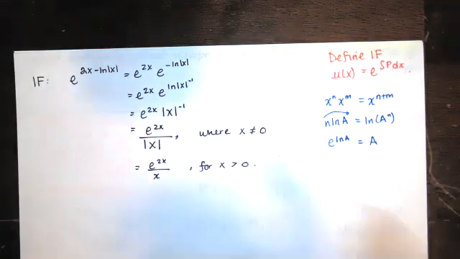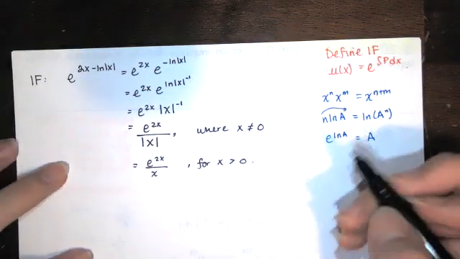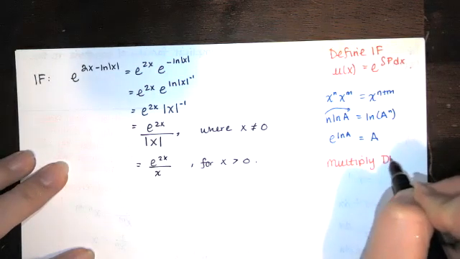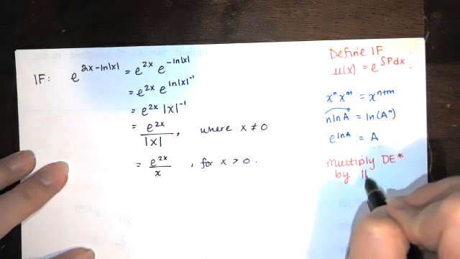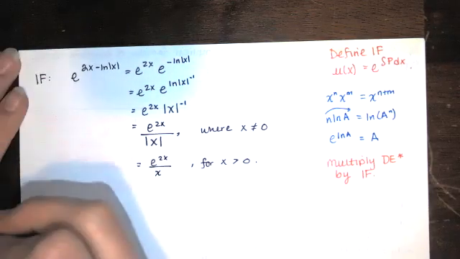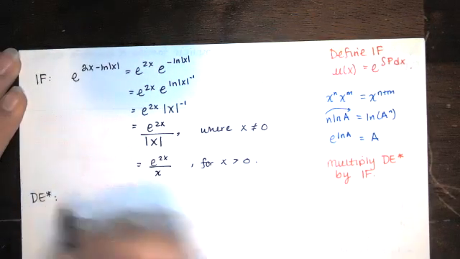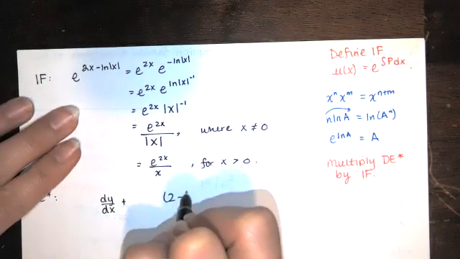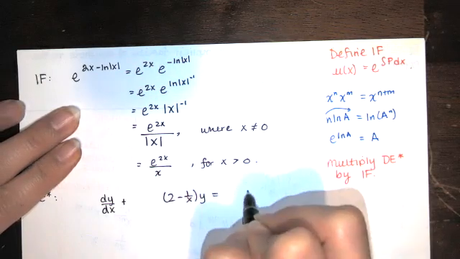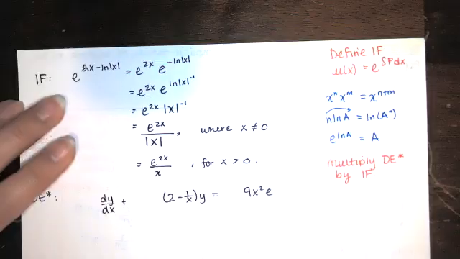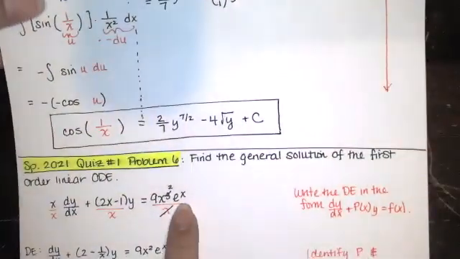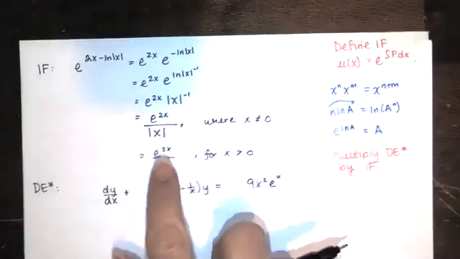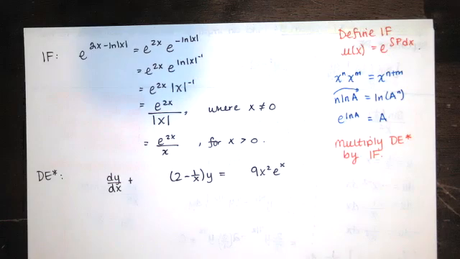Okay, so now that we've got our integrating factor, we want to multiply the differential equation by the integrating factor. So we're taking our differential equation, which in standard form looks like this. And I don't remember what that right-hand side was. It was just an e to the x. And we're multiplying that by e to the 2x over x.